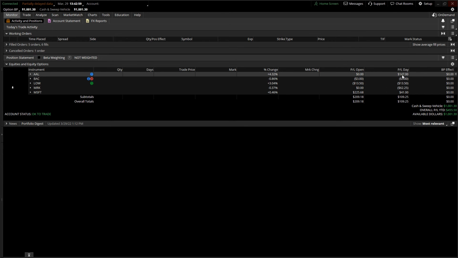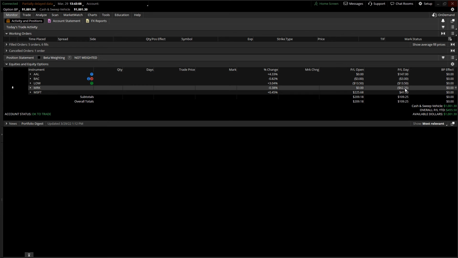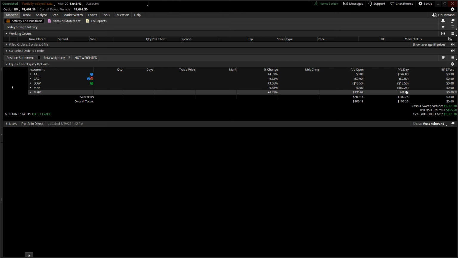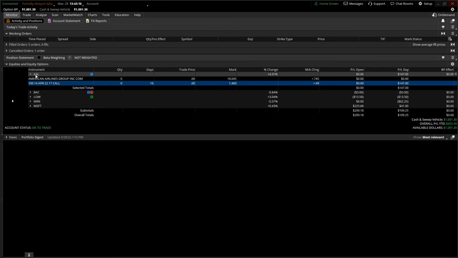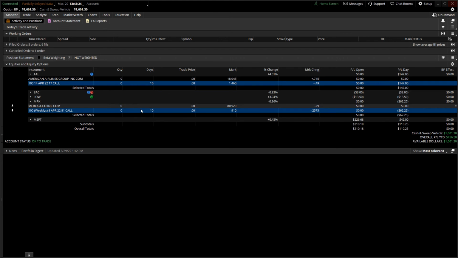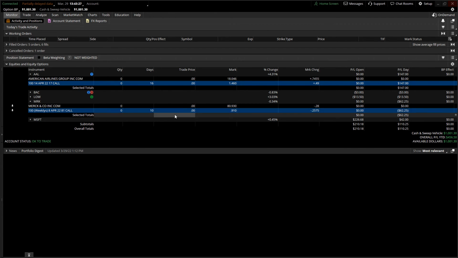For both securities, it says that for American Airlines, the P&L is up $147, and Merck is down $62 prior to me closing these out. I did close out the trades with time remaining. American Airlines had 16 days remaining, and Merck had another 10 days remaining, but I closed them out nonetheless. Net, both Merck and American Airlines was a profitable trade, equating to about $260 in profit.